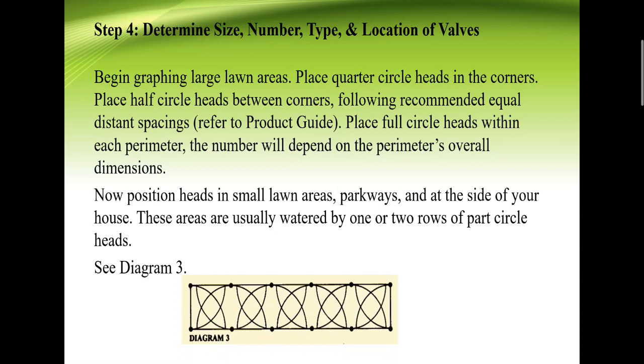Now position heads in small lawn areas, parkways, and at the side of your house. These areas are usually watered by one or two rows of part circle heads. As you can see in the diagram, the point of the diagram is the sprinkler, and the range of the water is in the circle, just like that.